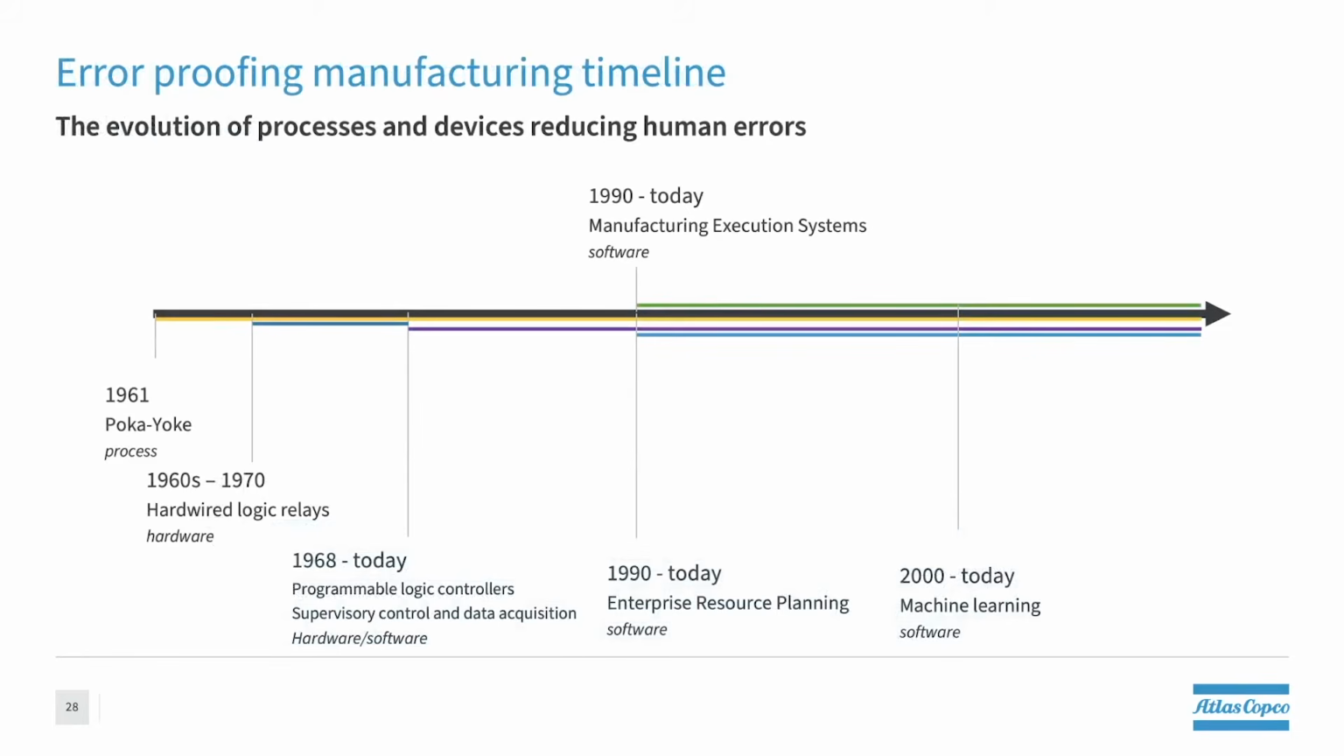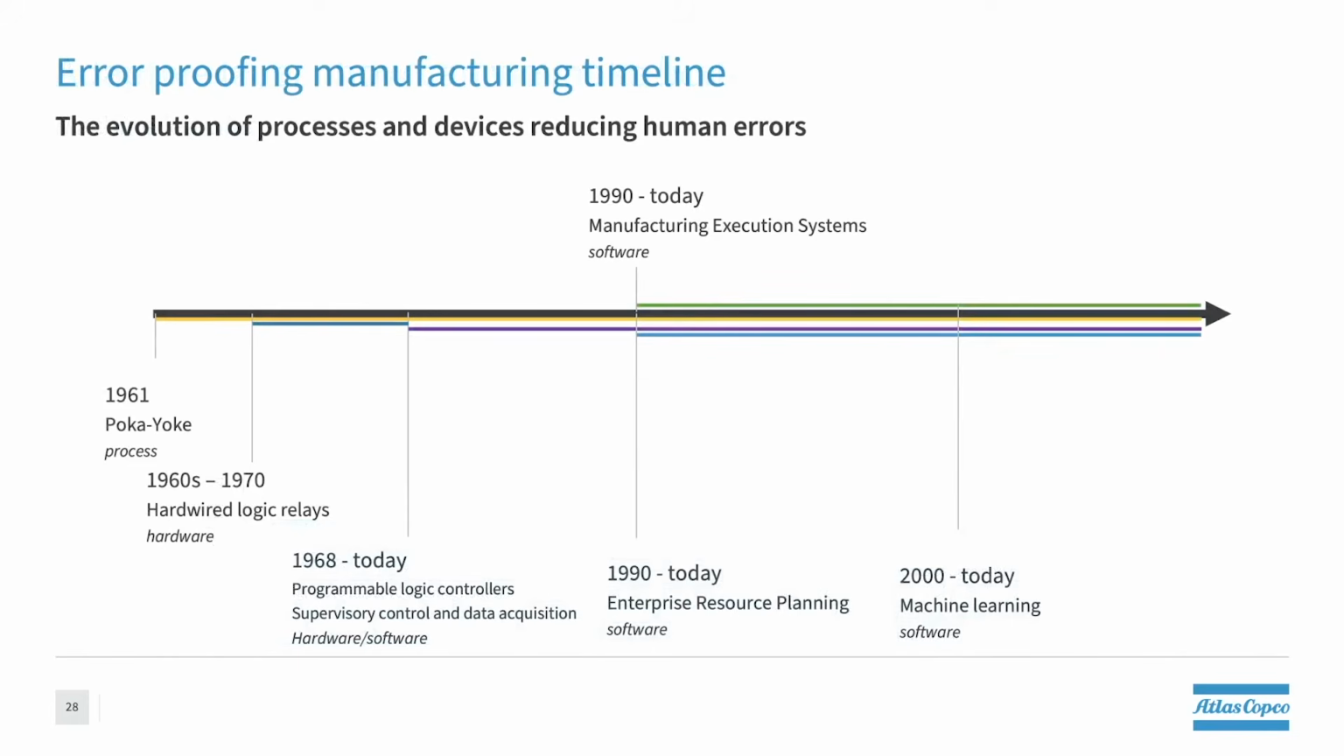In 1990 is when MES and ERP systems were born. These systems were designed to fill gaps left behind by the PLC regarding planning and build validation. Both MES and ERP systems are software. In the 2000s, when machine learning was introduced, AI is built to reveal any slight deviations using trained data models. Machine learning is built on software.